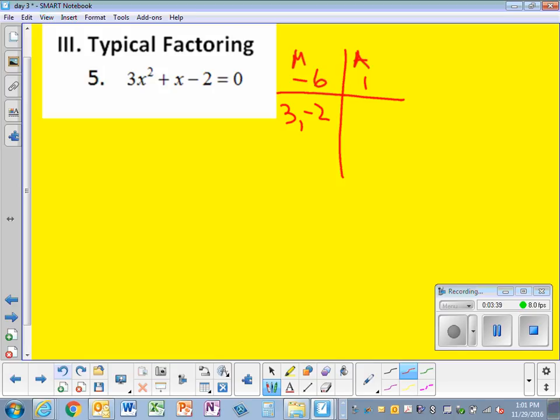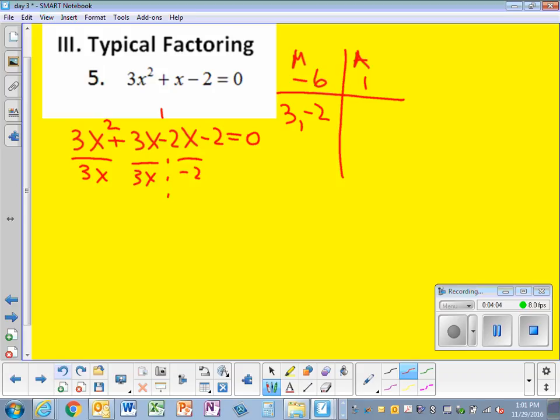So again, because the leading coefficient is not 1, I cannot do any shortcuts. I have to rewrite this trinomial as 3x squared plus 3x minus 2x minus 2 equals 0. I copy everything except I separate the middle term into 2 terms using my numbers. Now I do the grouping as before. The GCF of the first group is 3x. The GCF of the second group is negative 2. So it's 3x times x plus 1 minus 2 times x plus 1.